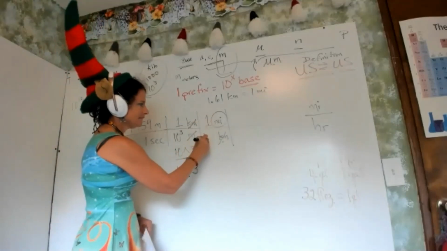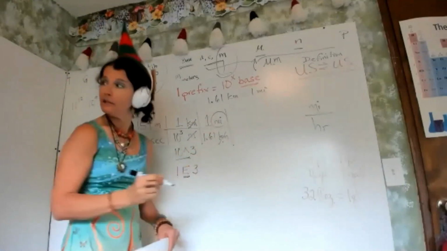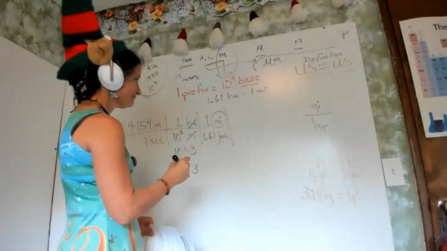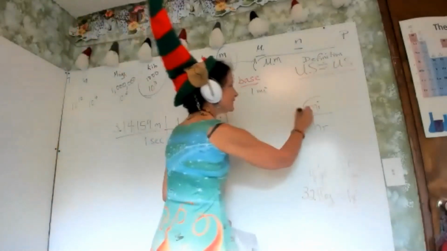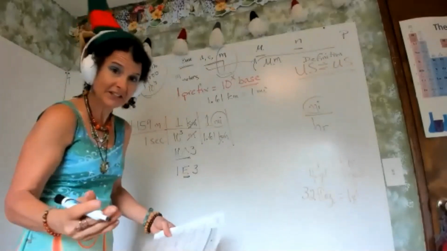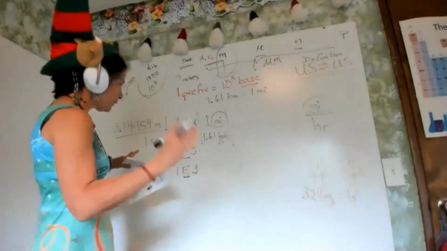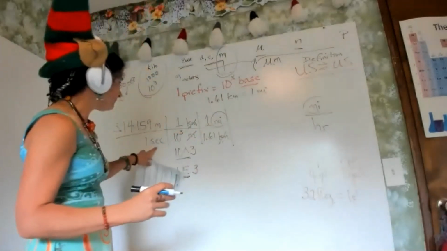US gets the 1, 1.61 kilometers. All right, we're not done. We got to miles. We're halfway done. So that's good. Celebrate that. I'll do a happy gnome dance.